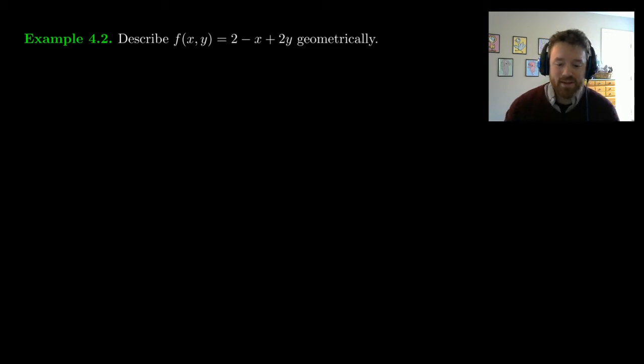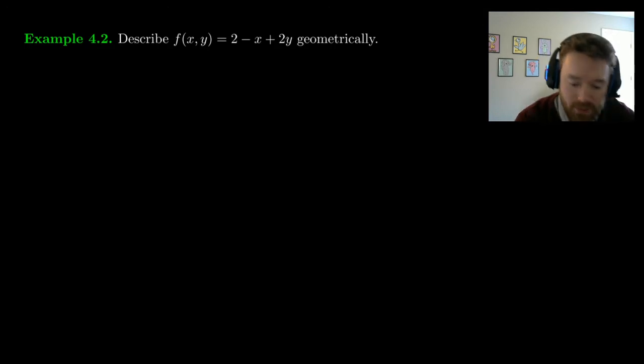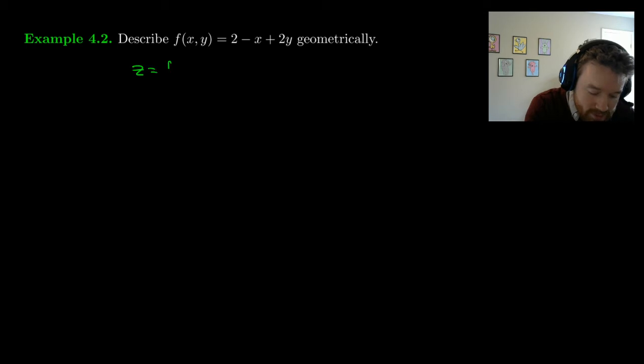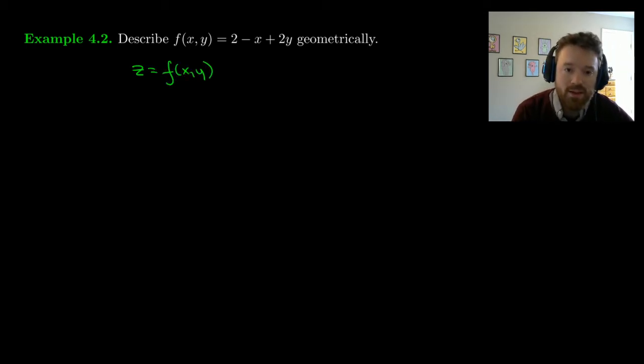Okay, so our first example of a function of two variables is this one. So let's describe f of x,y equals 2 minus x plus 2y geometrically. So when I say geometrically, what I mean is I'm sort of assuming that z is f of x,y, right? This is an assumption that we made in the last slide.